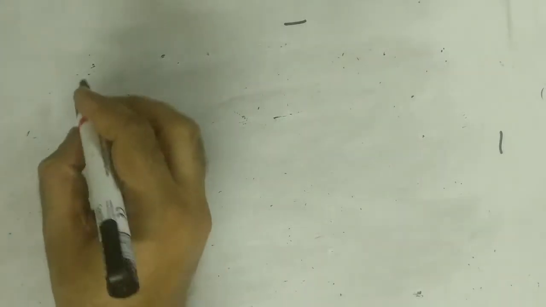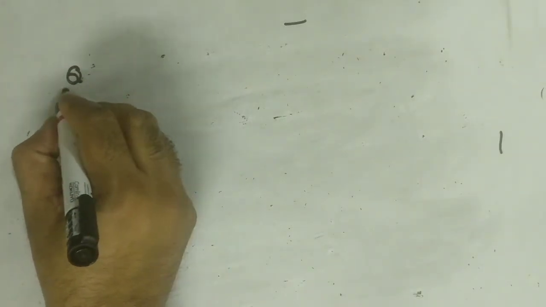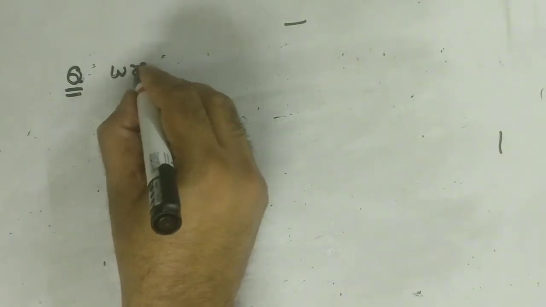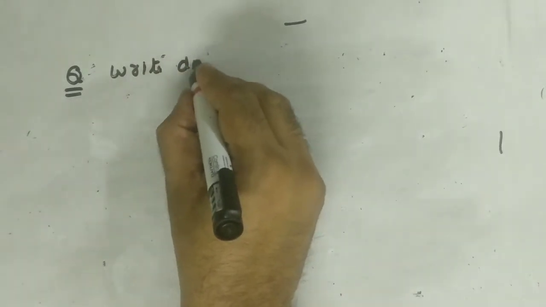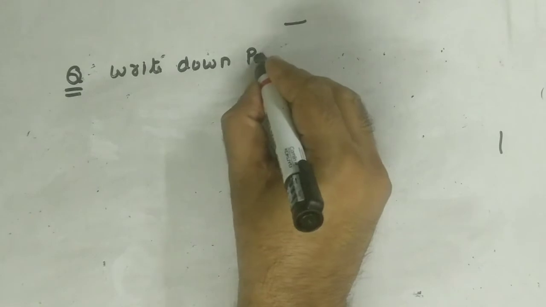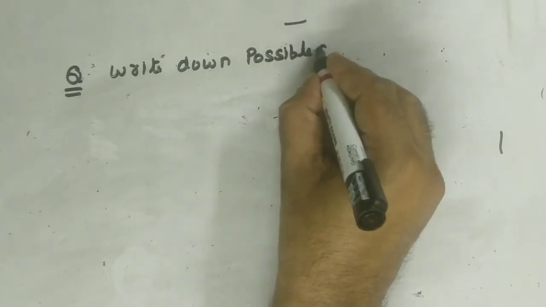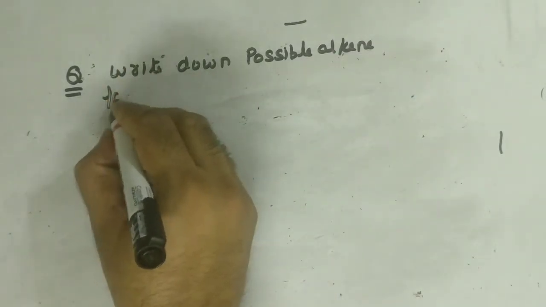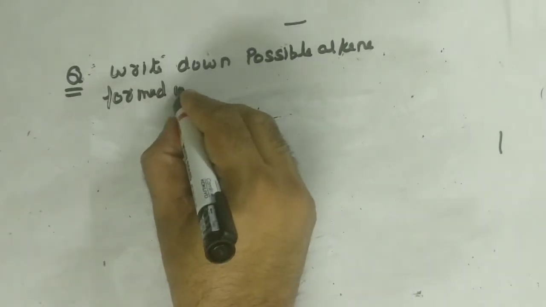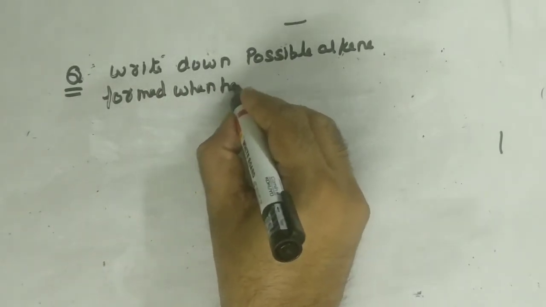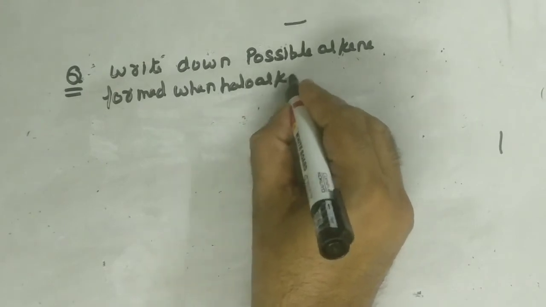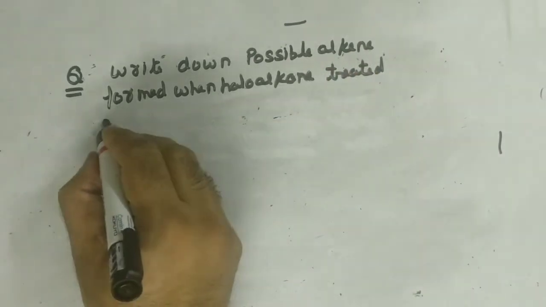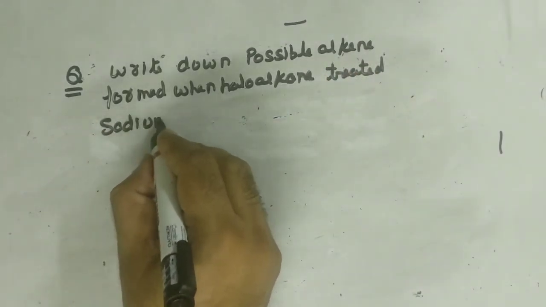Let us do one of the NCERT questions given at the back of the NCERT. The question goes like this. We have to write down the possible products, possible alkenes, all possibilities. We have to write down the possible alkenes formed when the alkyl halides or haloalkanes are treated with the reagent sodium ethoxide. I told you, you can use sodium ethoxide.